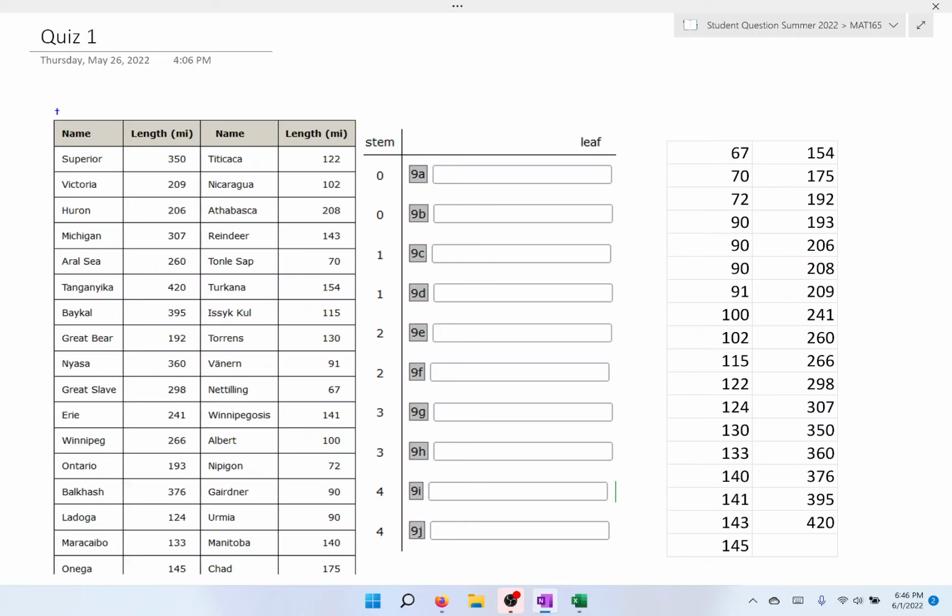All right, so here's what it is. This is the one that says, we're going to create a stem and leaf plot of these lakes. We want to use the stem.